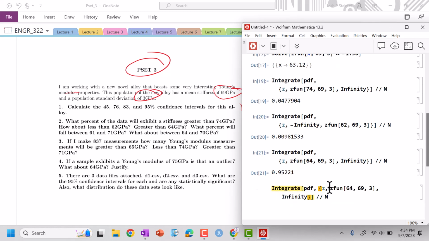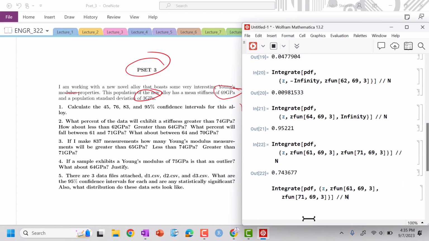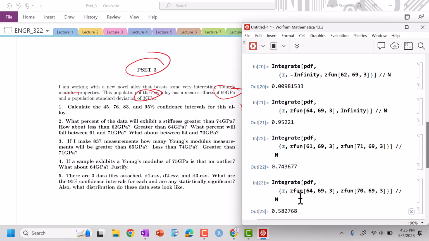So we're looking at between 61, so let's just change this here, 61, and actually I'm going to copy this function, between 61 and 71. So we can see that value here. And what about 64 and 70? 64 and 70 here. There we go. Excellent.